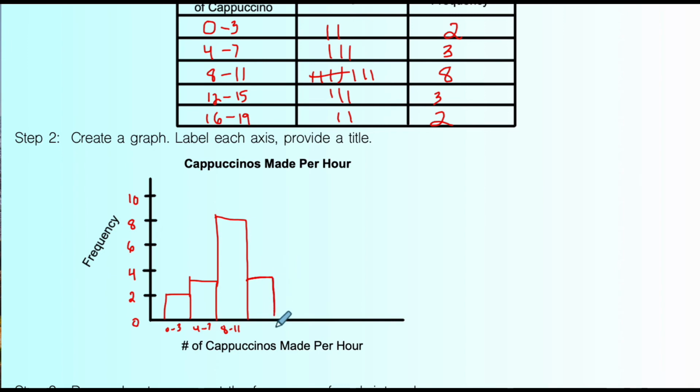Oh, look at this beautiful, perfectly equal data display. And then the last one is going to be 2. All right, and that's 16 to 19 cappuccinos made per hour. And there we have it. We've made a histogram. So a histogram is a type of bar graph. It captures the frequency of something happening through intervals. Yeah, very nice. We've made one. You can make one yourself too.